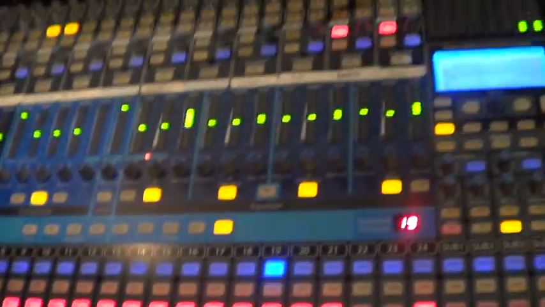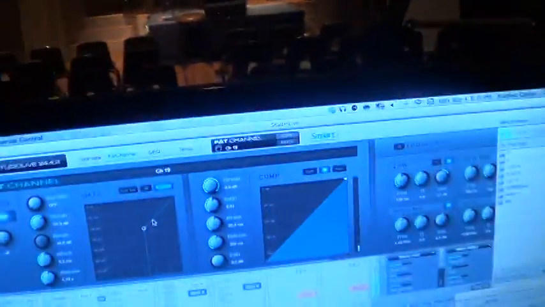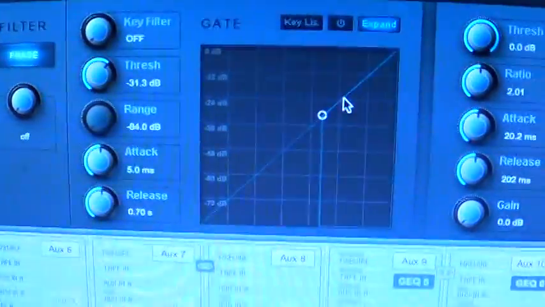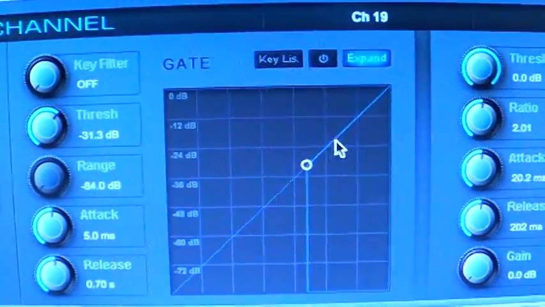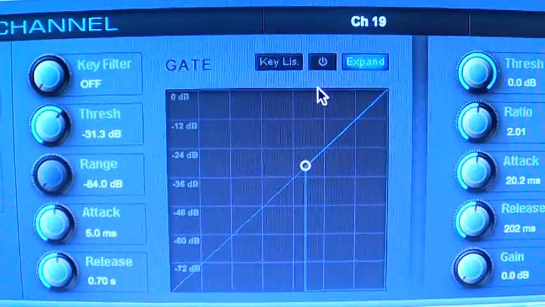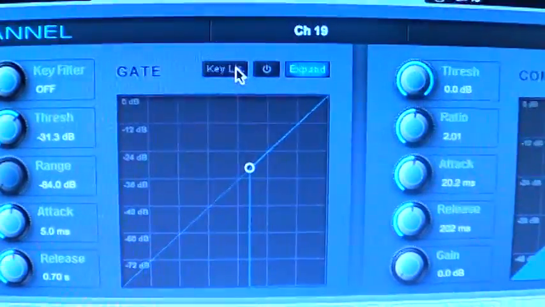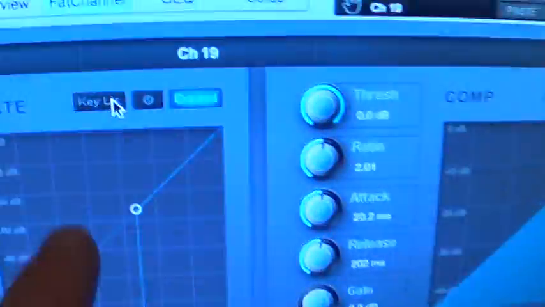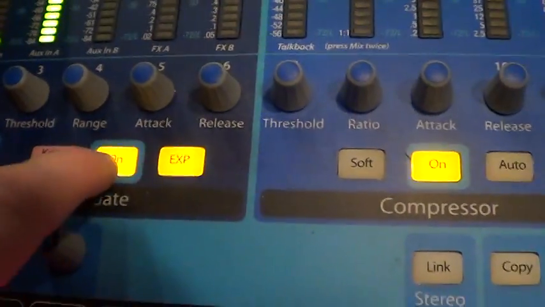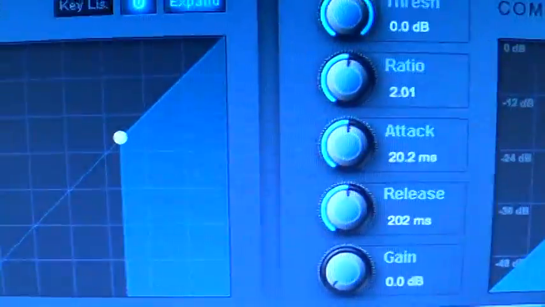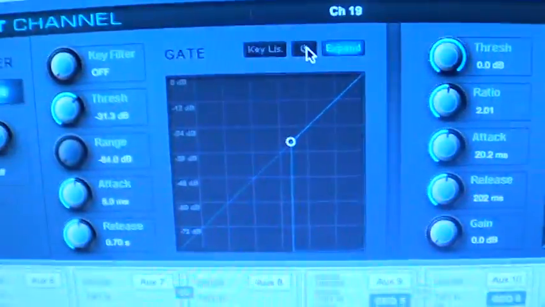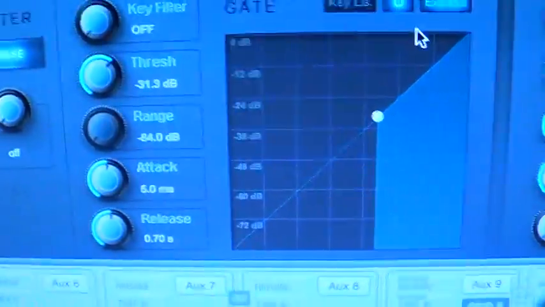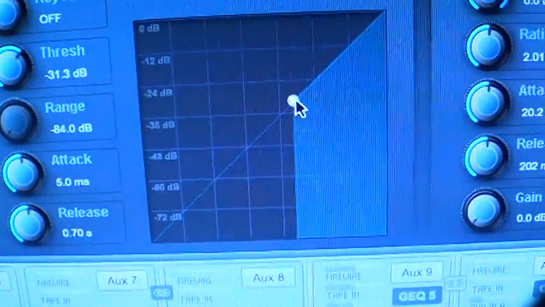So to do that, you'll want to come over to the computer, because it's easiest, and you kind of have a graphical representation of the noise gate. So you see there's the power button on the computer, and then we also have it on the board itself. So we'll go ahead and press it there. And that also does the same thing. So now you see this little graph here.